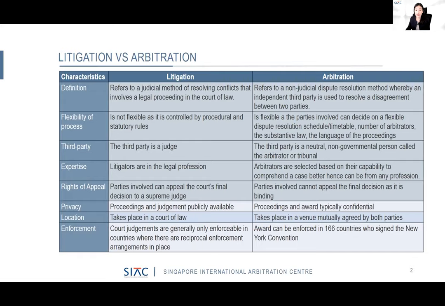In arbitration, there is also a single forum, which avoids the filing of multiple parallel court proceedings in every jurisdiction, for instance, where the patent has been infringed. And finally, in contrast to court judgments, arbitral awards are readily enforceable in 166 countries under the New York Convention. And this convention requires contracting states to recognize and enforce arbitral awards from other contracting states.